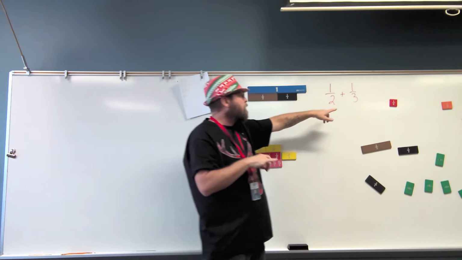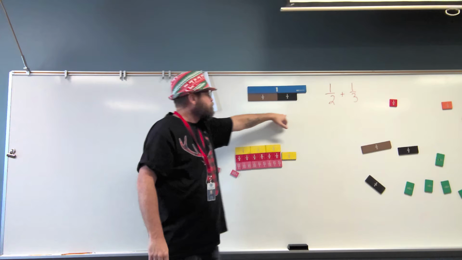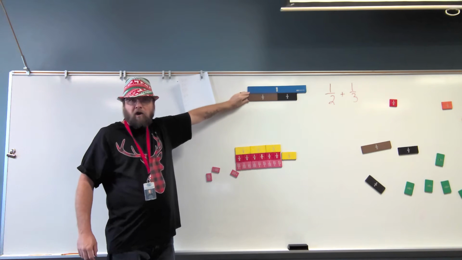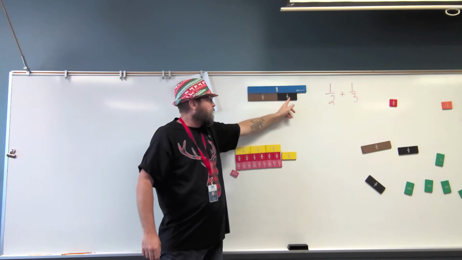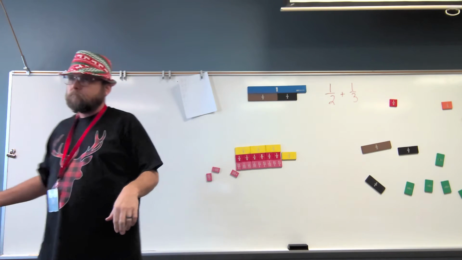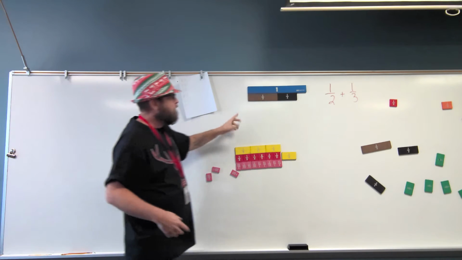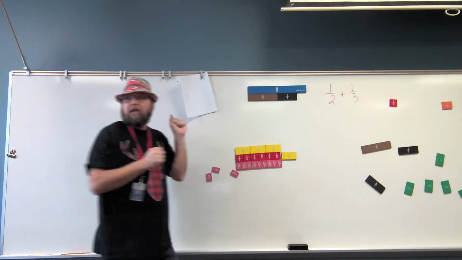The problem we were given is 1/2 plus 1/3. I always start by comparing it to 1, because that tells me 1/2 plus 1/3 is going to be less than 1. I'm looking for pieces that all have the same denominator that fit perfectly in that part.